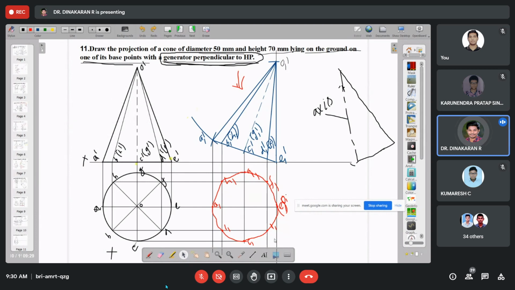Any doubt on this problem? No, sir. Any other? Aditya, Ramesh, Adit, Balaji, Ganabadi, Karthikeyan. No, sir. Okay, next problem. We'll go for the next problem.